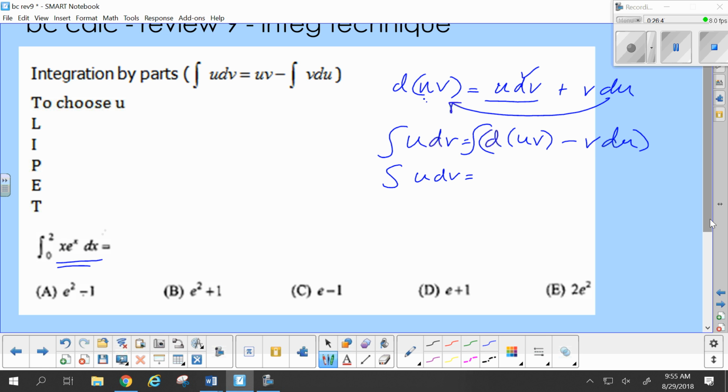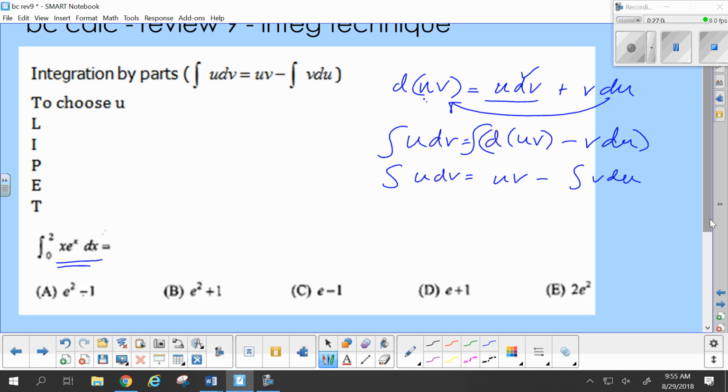What's the antiderivative of the derivative of uv? uv. What's the antiderivative of v du? Well, it kind of depends on the problem. But that's, in essence, where the ultraviolet uv comes from: it's a reworking of the product rule. No big deal.